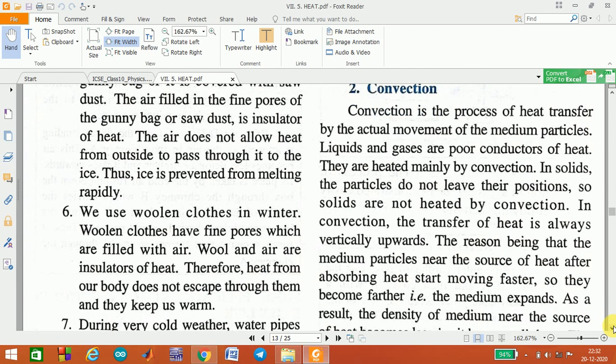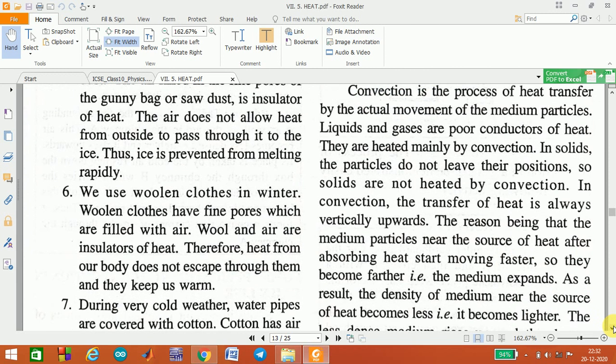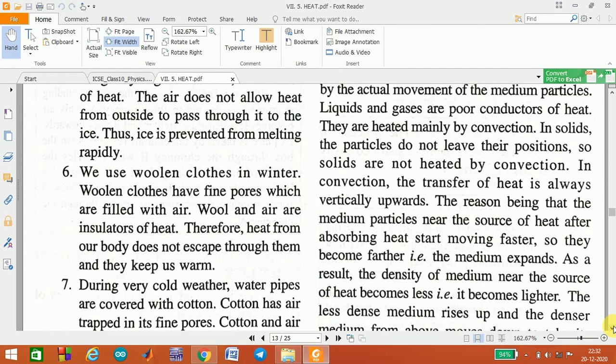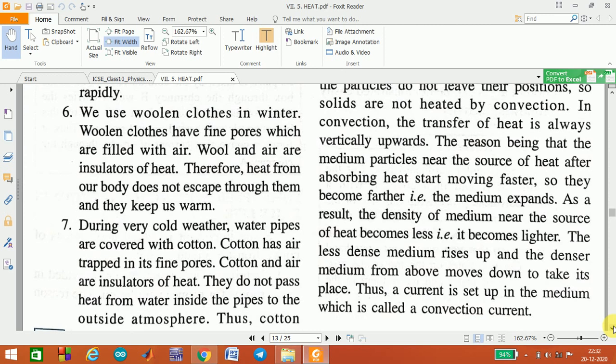So the reason being that the medium particles near the source of heat, after absorbing heat, start moving faster, so they move farther apart. Okay, the medium expands. As a result, the density of the medium near the source of heat becomes less and it becomes lighter. So the less dense medium rises up and the denser medium from above moves down to take its place.